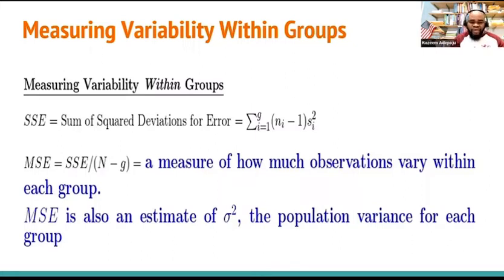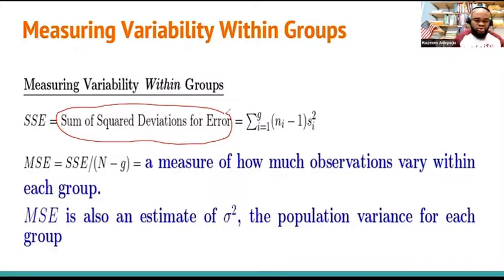And that is what we call the sum of square deviation for error. Okay, the sum of square deviation for error. This is more or less like we are trying to quantify what is the role or the contribution of chance. The SSE is more or less like getting the contribution of chance. You get what I mean? Getting the contribution of chance.